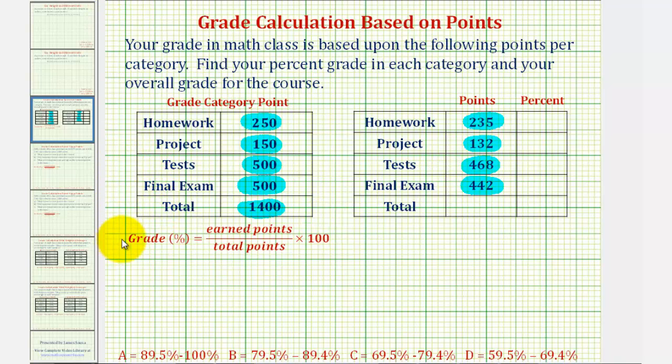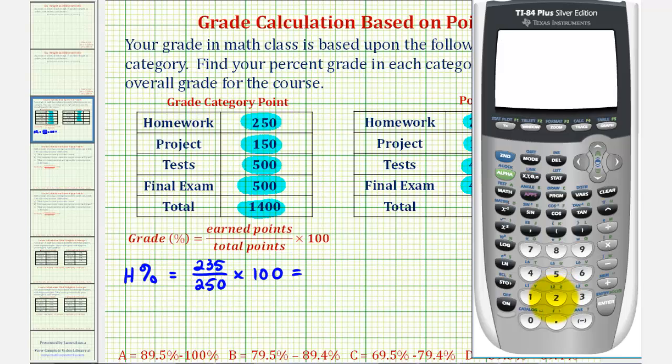So for the homework percentage, the points earned would be 235 out of a total of 250 points. We want to find this fraction of 100, so now we'll multiply by 100. This will give us the percent for the homework category. And we'll go ahead and use the calculator for this.